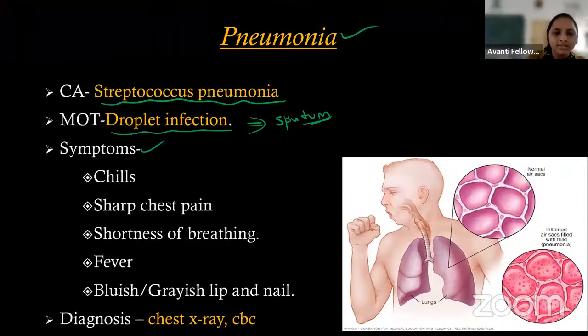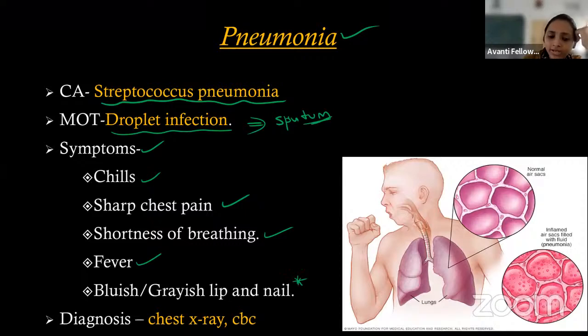Okay, so which are the symptoms here? See here, chills. In the night times, you will get chills and sharp chest pain and shortness of breath, obviously, right? It is going to affect the alveoli of the lungs, which causes the shortness of breath. Then fever.